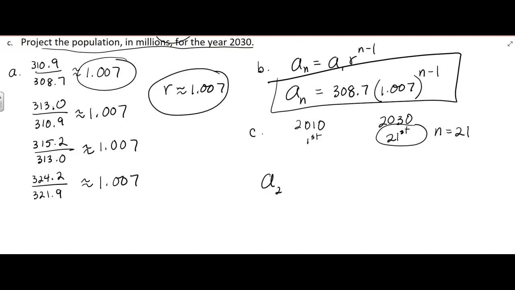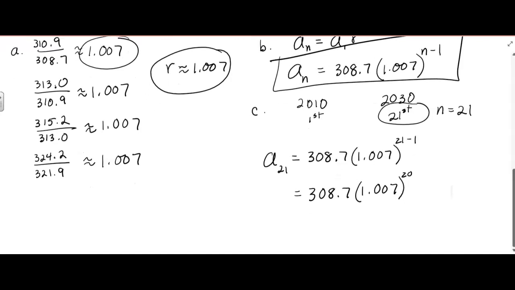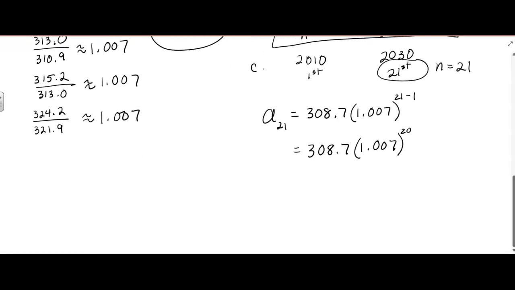Okay, so we put it in our formula. We're going to say a sub 21, the 21st term, is going to be 308.7 times 1.007 to the 21 minus 1. Now, I would go ahead and do that little calculation, that subtraction, by hand. Okay, that's not too hard, right? 21 minus 1. But now this, I'm not going to do by hand. I'm going to put that in a calculator. So let me grab my calculator. And you can stop the video and put it in your calculator if you want to follow along while I put it in.